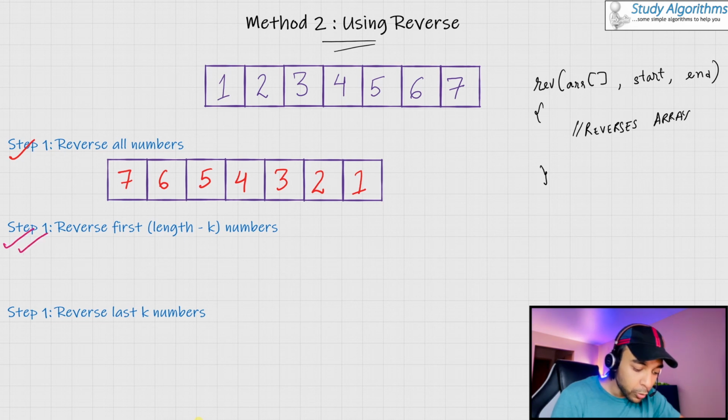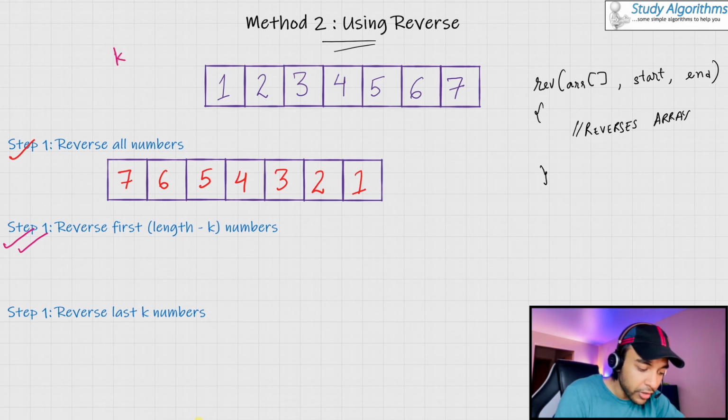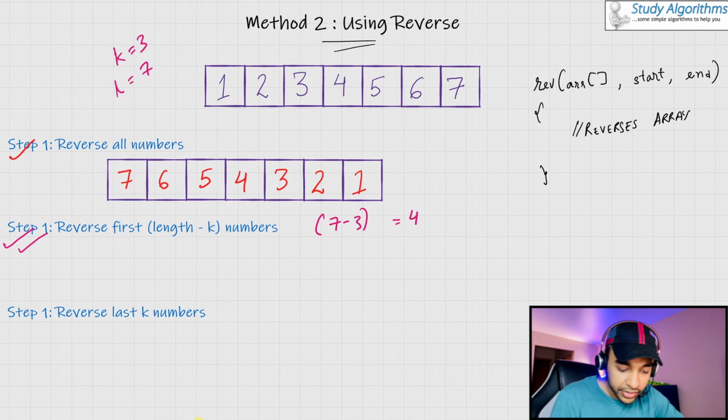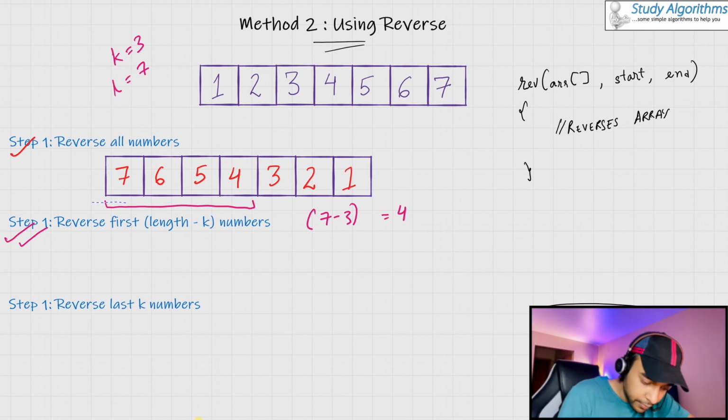For my step number 2, what I do is I reverse the first length minus k. So in this case, the value of k is 3, the length is 7. So I'm reversing the first 7 minus 3 equals 4 characters. So I'm reversing this half of the array, right? So when I reverse this, it would look something like this.